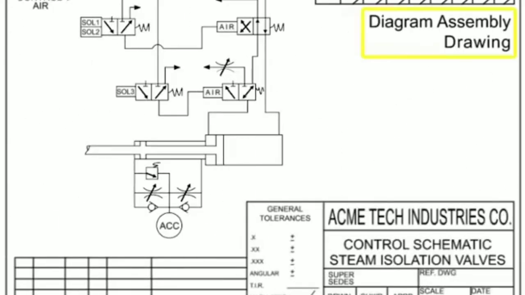A diagram assembly drawing shows installation of equipment using symbols and is often made in pictorial form. Diagram assembly drawings are typically used to depict wiring, piping, and other systems where scale models and dimensions are not required. Each part on a diagram assembly is indicated by a picture.